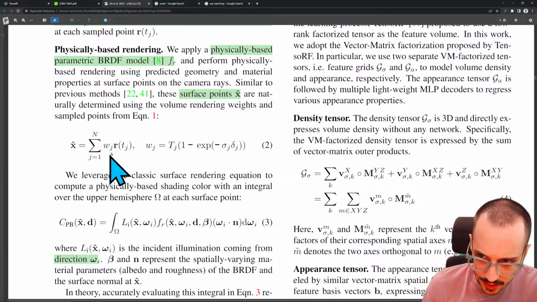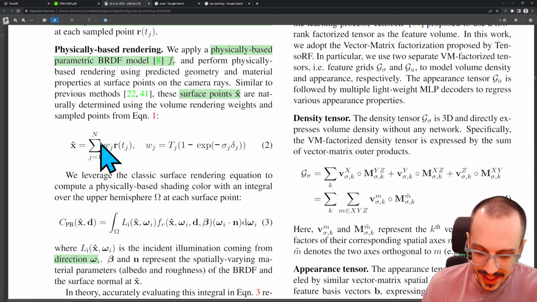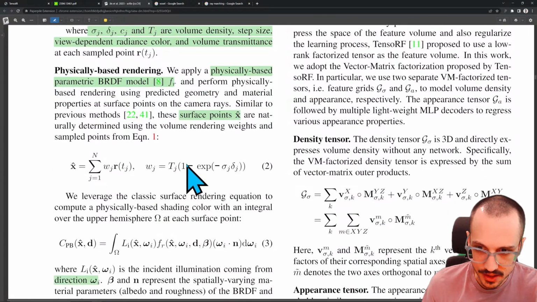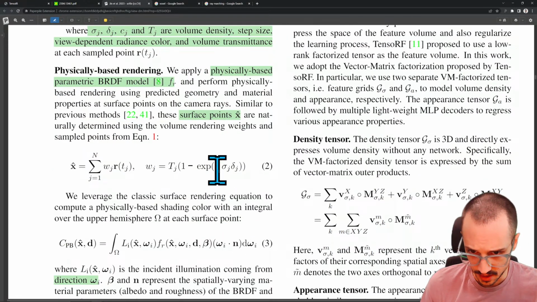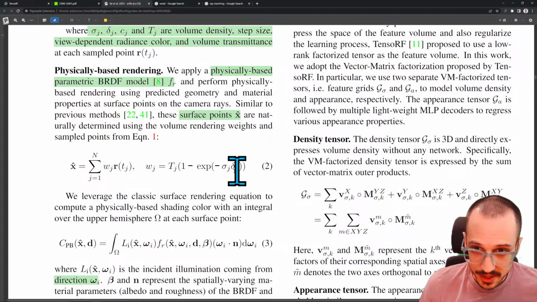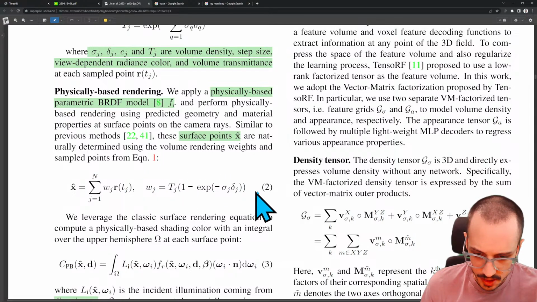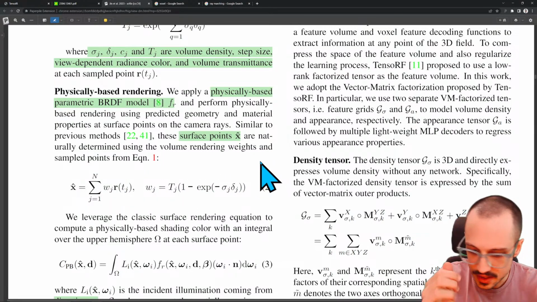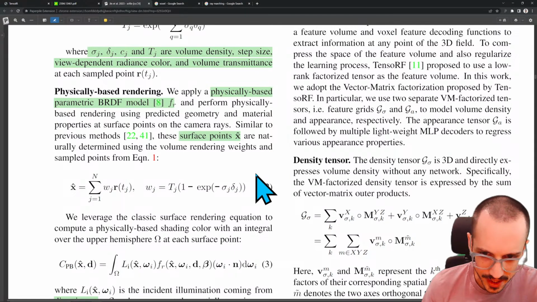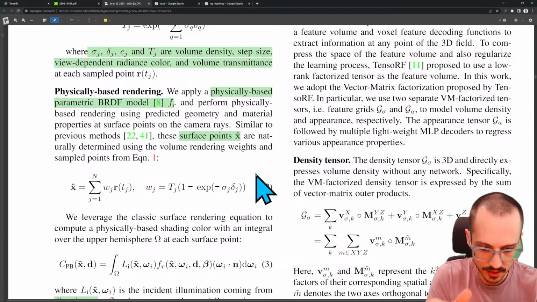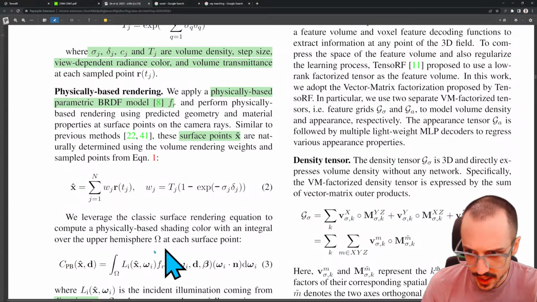So here, this isn't referring to the light direction. This is referring to this weight, right? And this weight is basically the same thing that we had here. It's basically just the transmittance and a function of the transmittance and the density and the step size. So basically how far along you are, how much of the total density, almost like a way of normalizing the density along the ray.